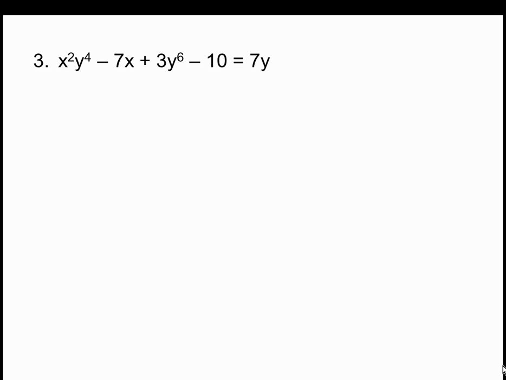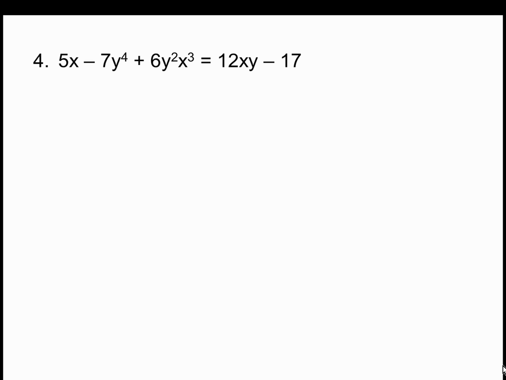Number 3. I have the equation x squared y to the 4th minus 7x plus 3y to the 6th minus 10 equals 7y. Remember, to get the inverse relation, just switch x and y. So where we see an x, put a y. Where we see y, put an x. So the inverse would be y squared x to the 4th minus 7y plus 3x to the 6th minus 10 equals 7x. Again, we just replace the x's with y's and the y's with x's. Don't do anything else to it. Leave it alone. Don't make it more difficult than what it is.